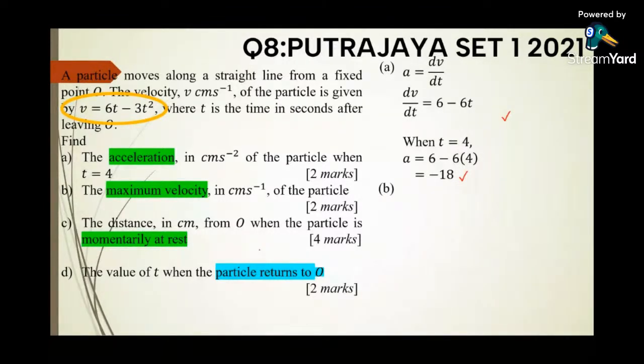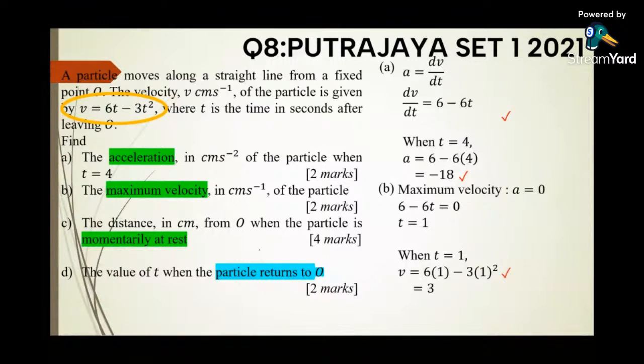Okay, B. The keyword will be maximum velocity. Apa maksud maximum velocity? Maksud maximum velocity, that means dv dt. Maximum velocity is dv dt. What is dv dt? dv dt to A. That's why saya tulis A equals to 0. Saya tak tulis lah dv dt equals to 0. Saya tulis A equals to 0. A kat mana nak dapat? From A tu dah ada. So we will get T equals to 1.